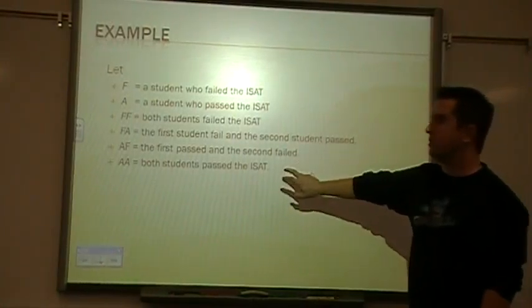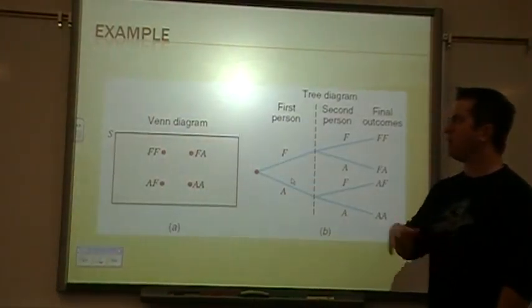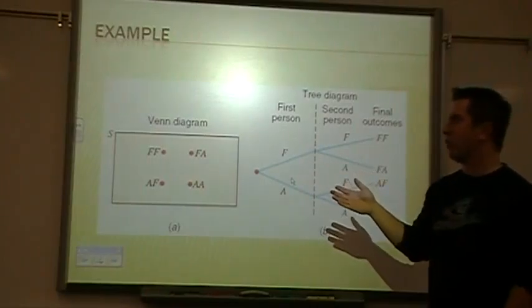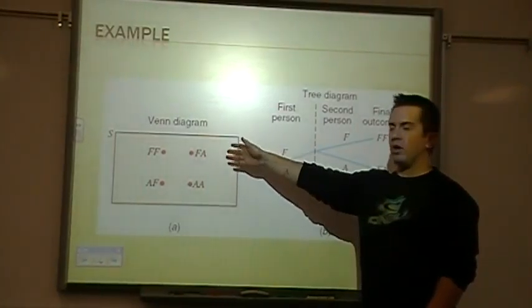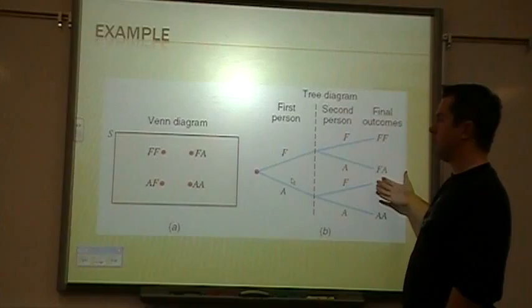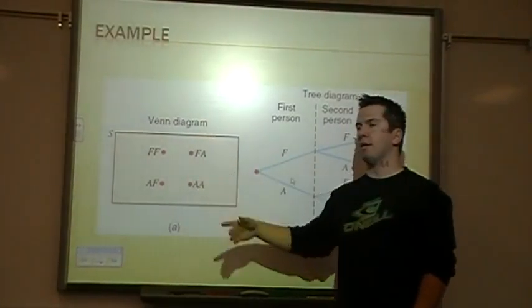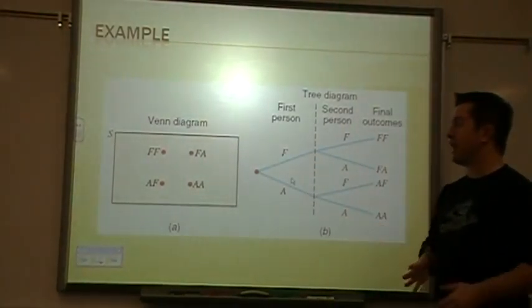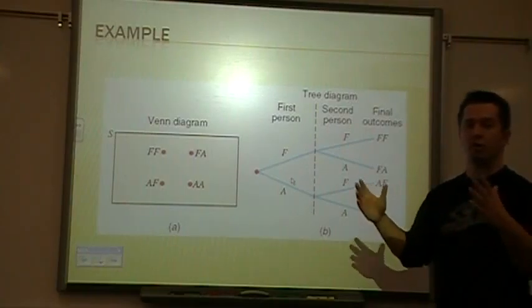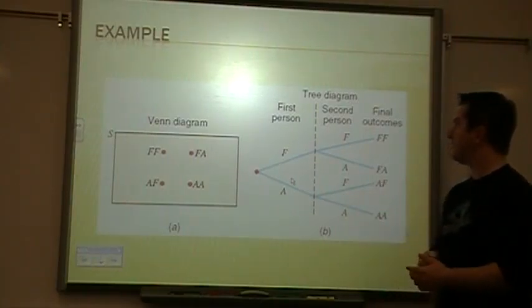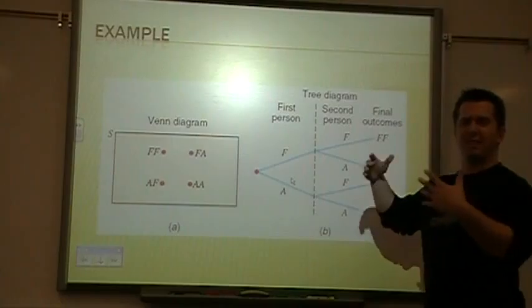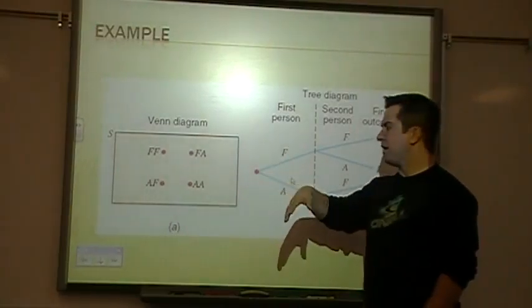Alright, so when you're organizing your probability, you can do a tree diagram, which is here, or you can do a Venn diagram. I prefer the tree diagram. Tree diagrams, in my opinion, help really organize stuff and keep things where you can see them pretty well. Venn diagrams are alright, they're not bad.